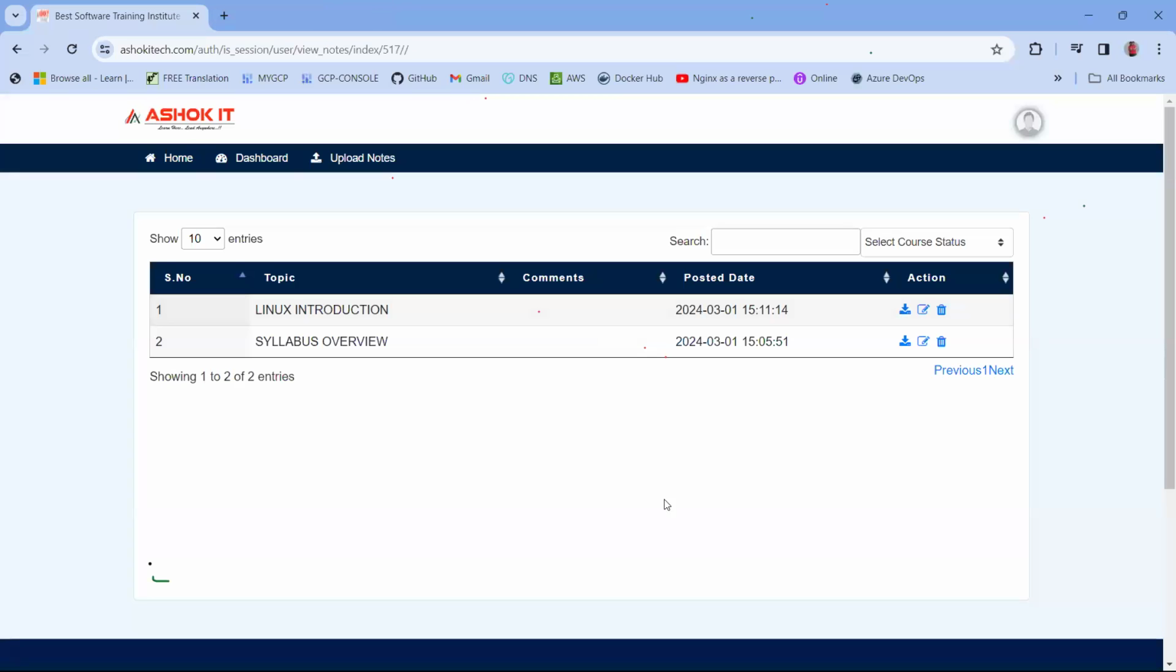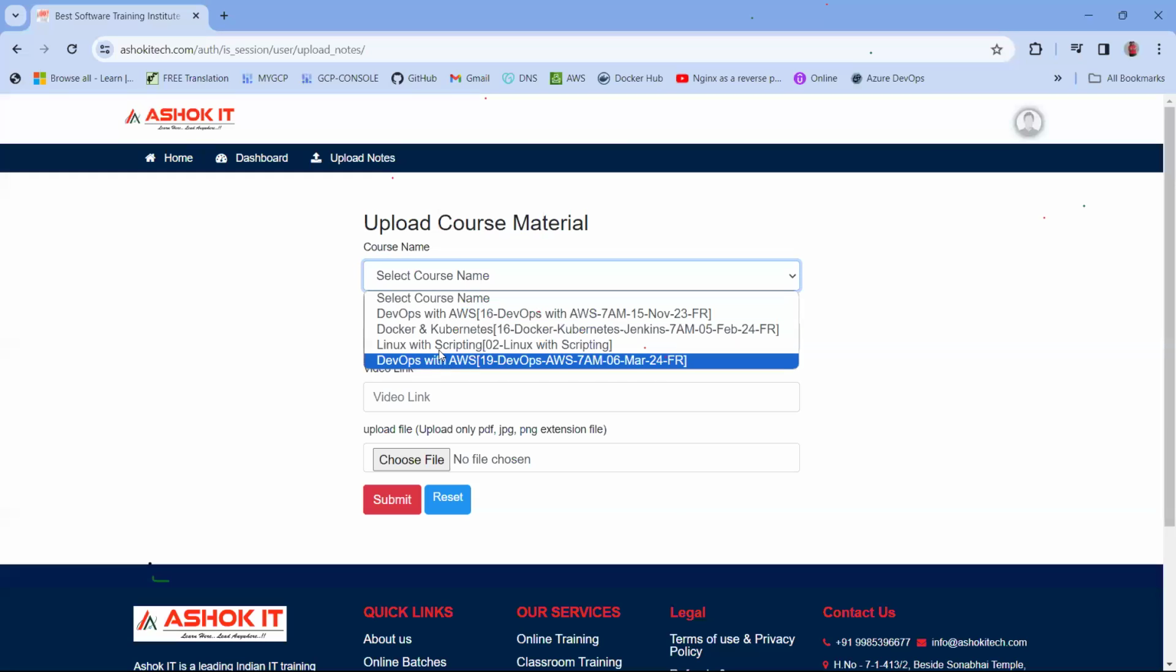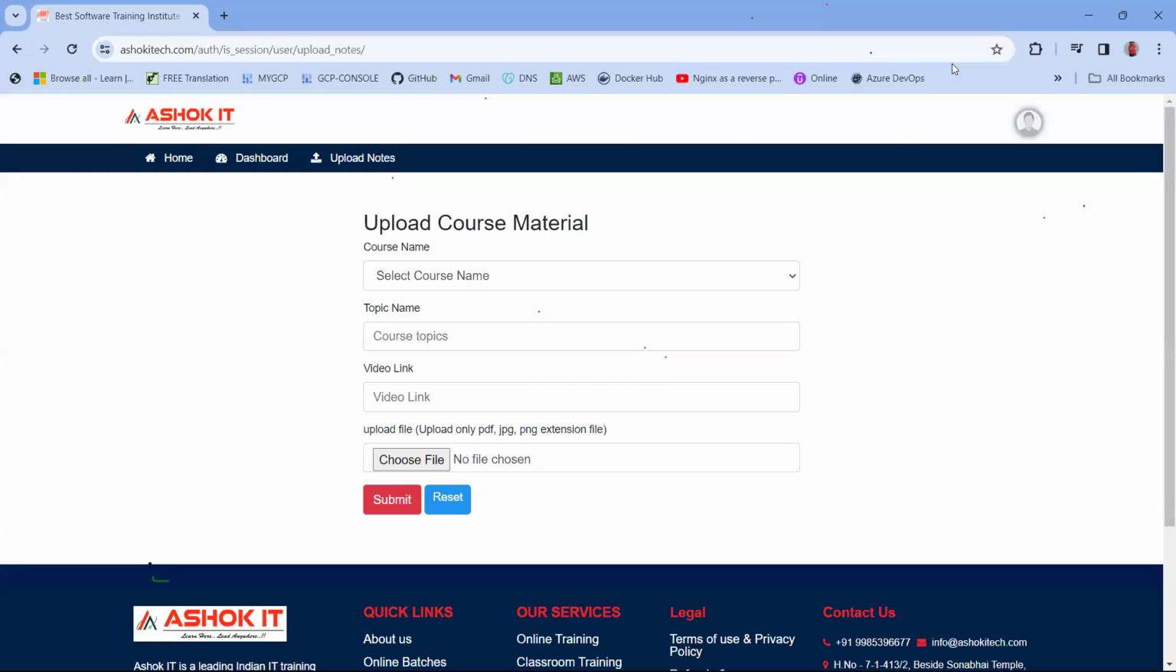Is it clear? Yes, sir. Sir, will you please show me the dashboard again? So this is the Ashok IT dashboard. Okay. So now, in front of you, I will upload the PDF again. And please wait, I will stop the recording.